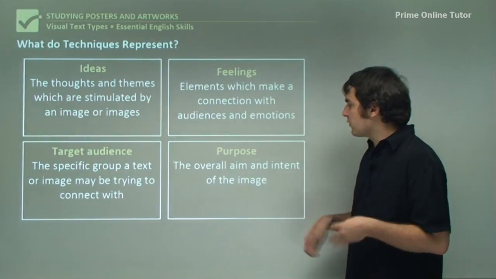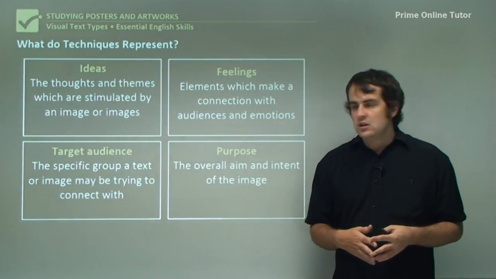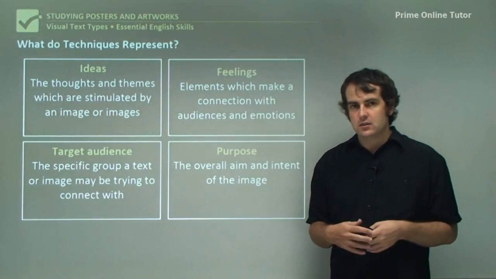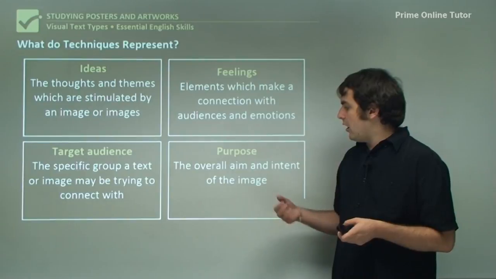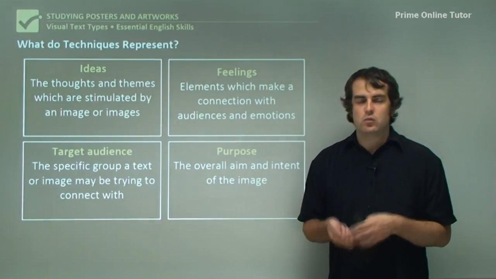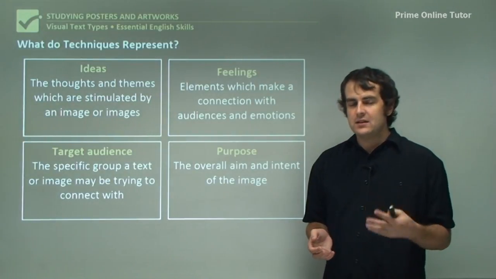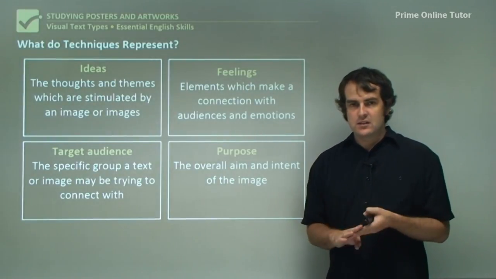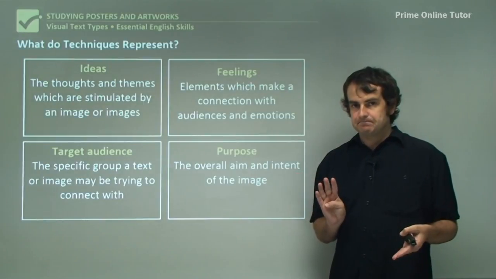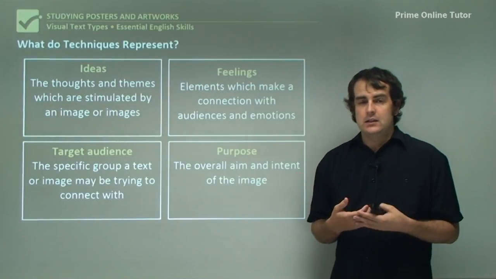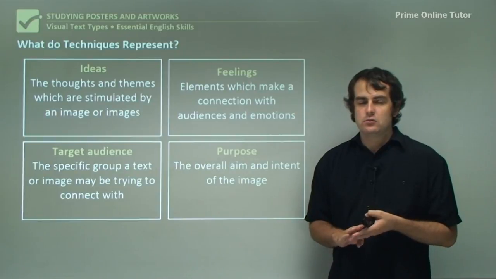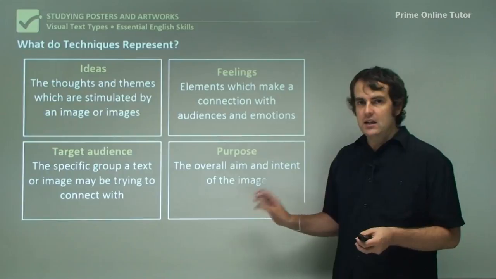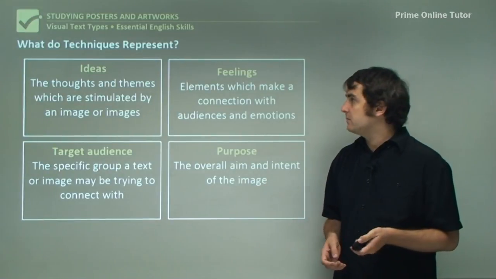And a purpose, the overall aim and intent of the image. So what is it trying to do? Why is it there? Why is this being constructed? And ultimately, this is the main thing that dictates what an artwork or what a visual piece is trying to do, is it's got a purpose and it's got a reason for being. Whether it's to sell, whether it's to be an illustration, whether it's simply there to make people feel something when they see it, it's got a purpose. And every image that you look at has some sort of purpose.